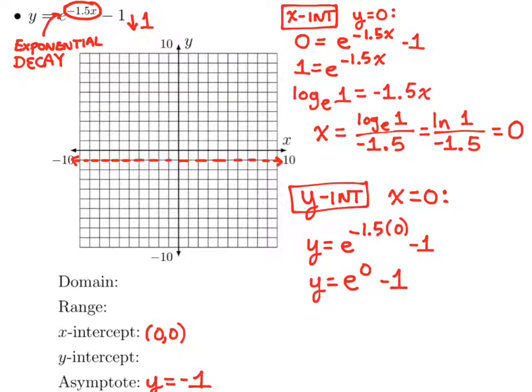So the exponent's now 0 overall. e to the 0 is 1, because anything to the 0 is 1, except for 0, but we don't speak of that. And then, 1 minus 1 is 0. Our y-intercept is 0, 0. You might very well roll your eyes here, because you could say, of course it was. But here we are. It's 0, 0.